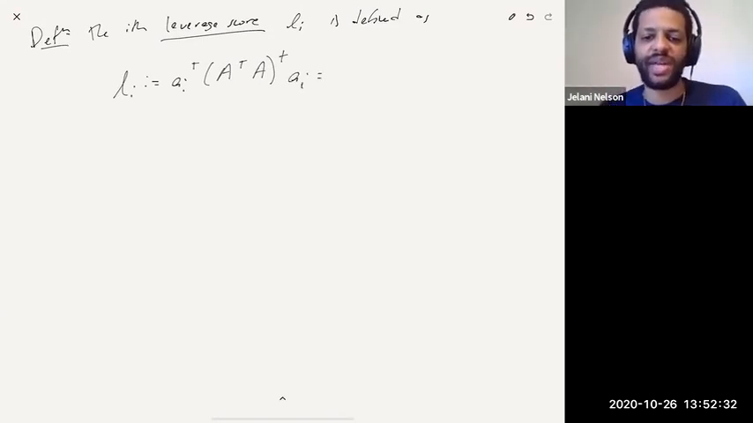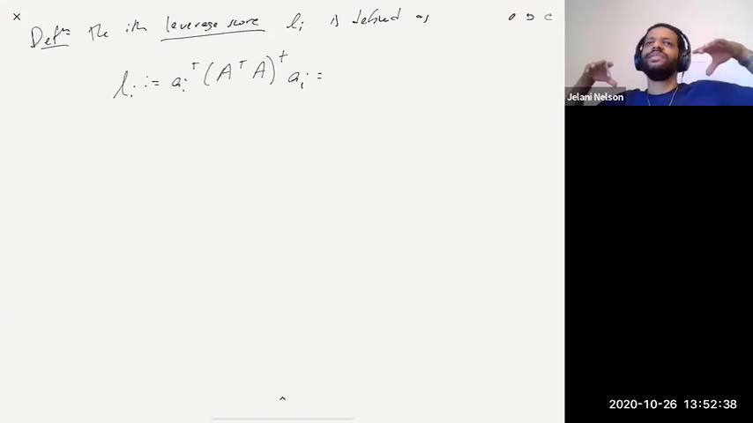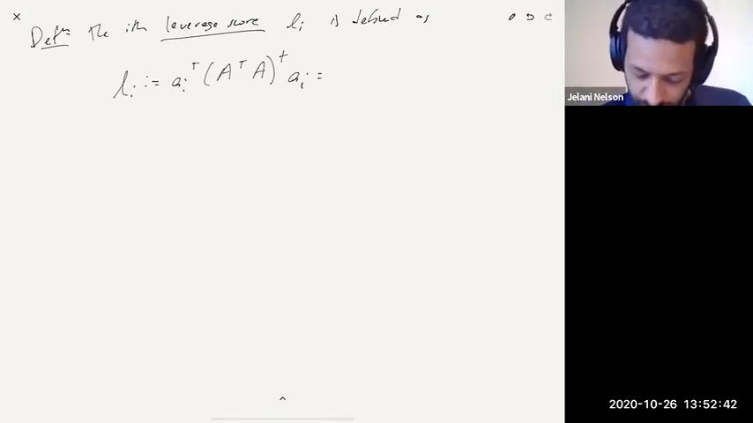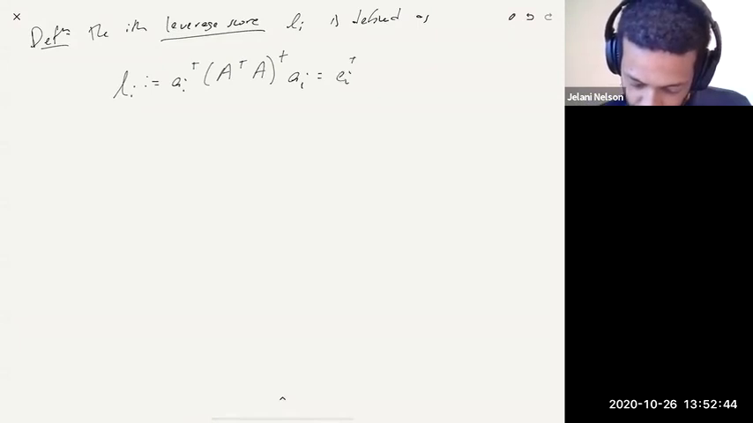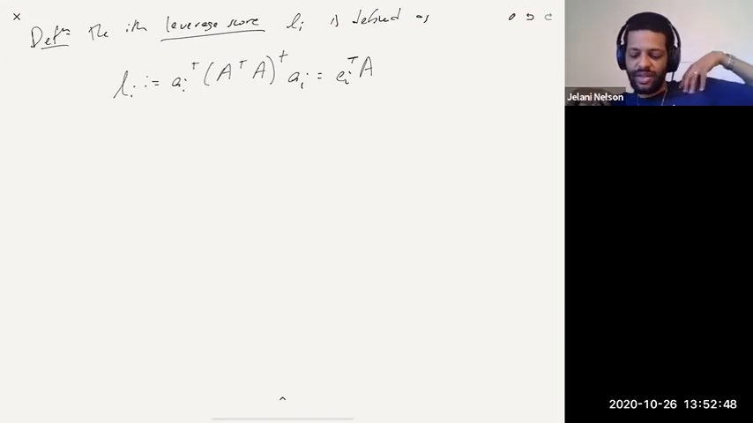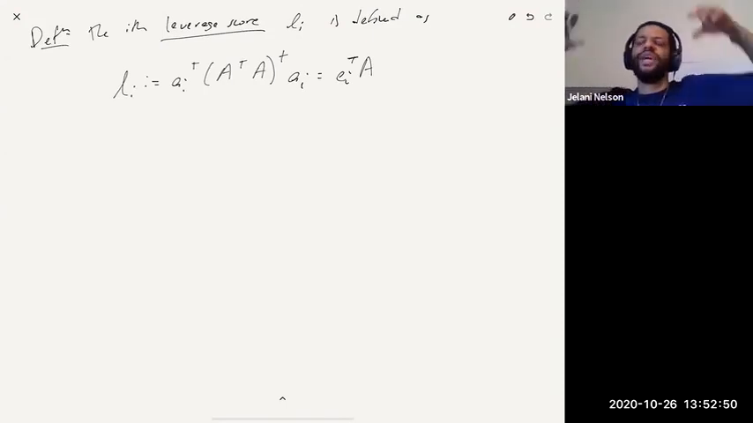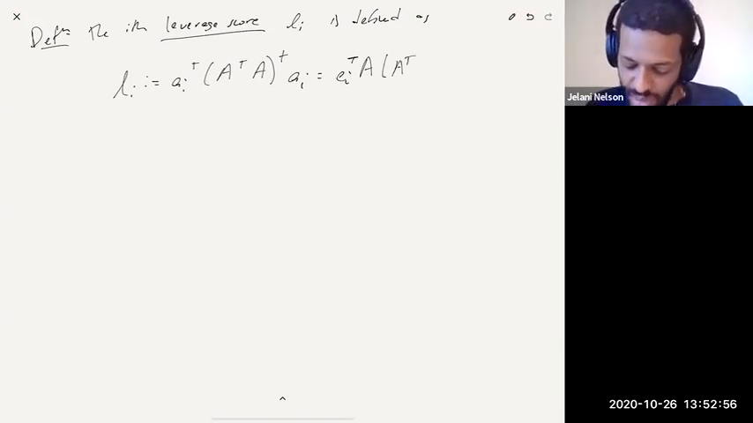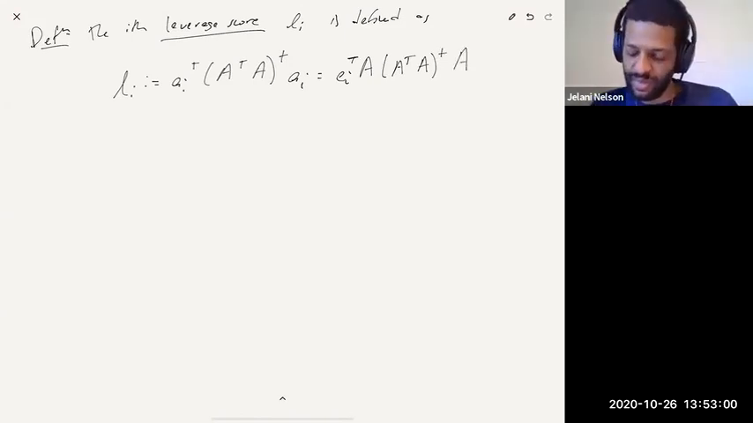Think of it like this: if I look at e_i transpose A, where e_i is the ith standard basis vector, that's selecting the ith row of A. So a_i transpose is the same thing as e_i transpose A. And then I have (A transpose A) pseudo inverse, and then I have A transpose e_i.